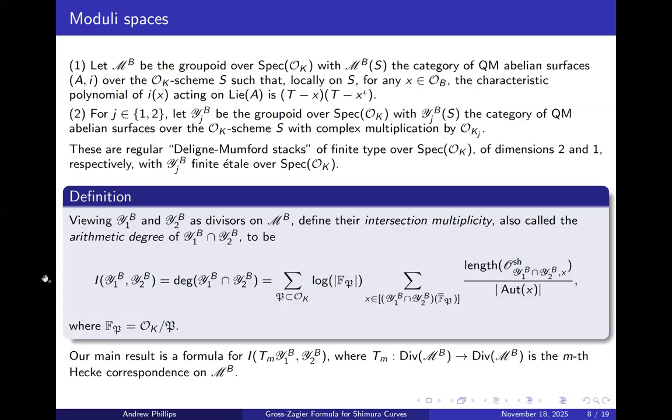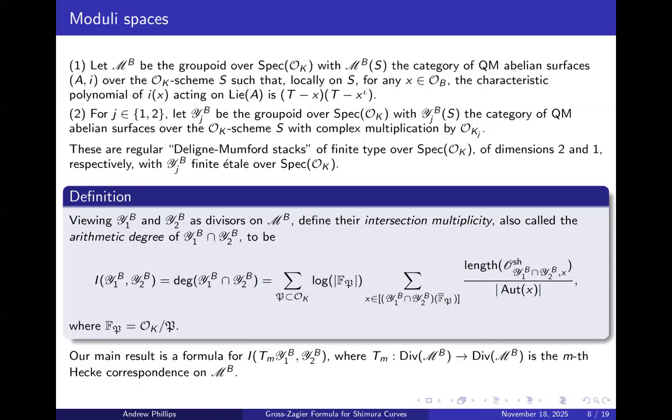I'm going to actually look at the intersection multiplicity here of, if we take what's called the Hecke correspondence applied to the first divisor intersect with the second one. So what does this mean? Really what we're doing here is, if you look at the space of all triples, where we have A1, A2, two QM abelian surfaces, and you have F, some morphism between them of degree M, then from that space you have a projection down to just M, it's MB itself.